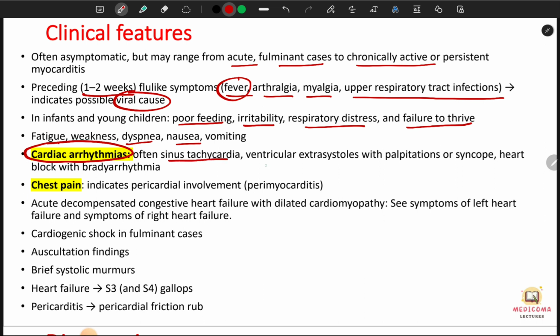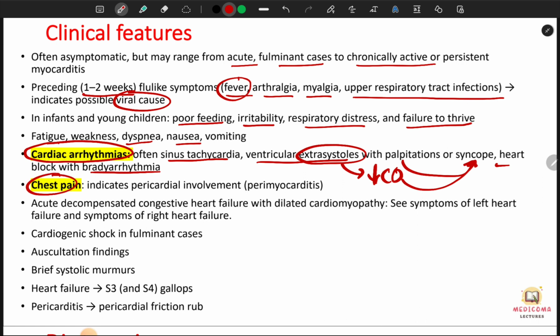sinus tachyarrhythmia, ventricular extrasystole with palpitation or syncope. Definitely extrasystole leads to syncope because there is no proper pumping of blood toward the brain. So extrasystole leads to decreased cardiac output. This decreased cardiac output leads to syncope, and also heart block with bradyarrhythmia.